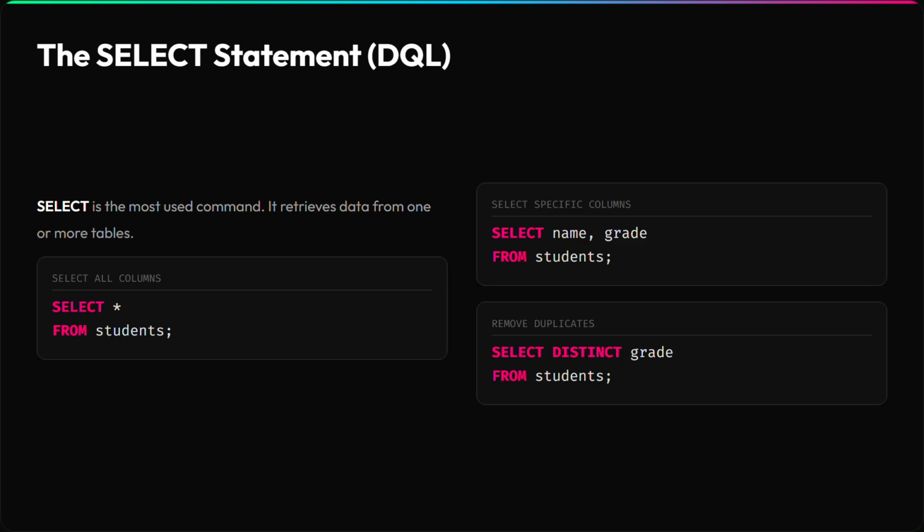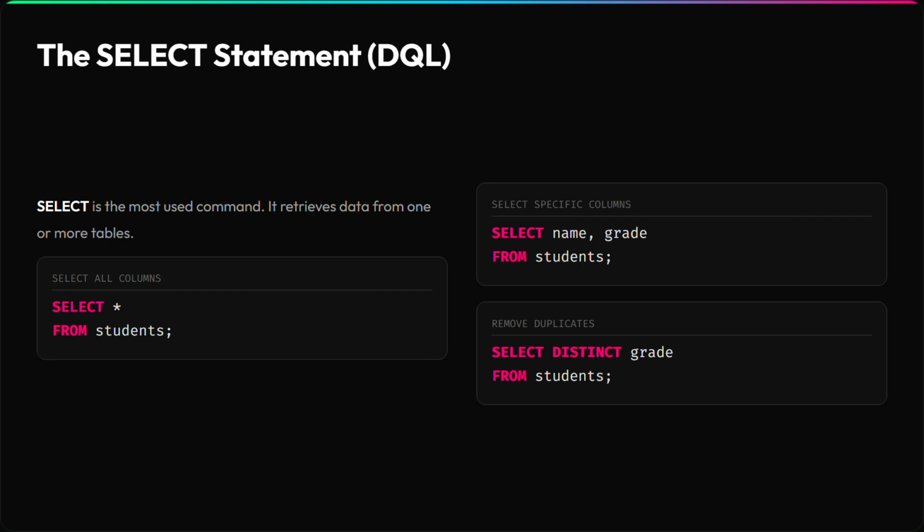This is the command you will use 90% of the time. Select. To grab everything, we use the asterisk. But for better performance, it is best practice to list only the specific columns you need, like name and grade. If you have duplicate data, you can use the distinct keyword to return only unique values.